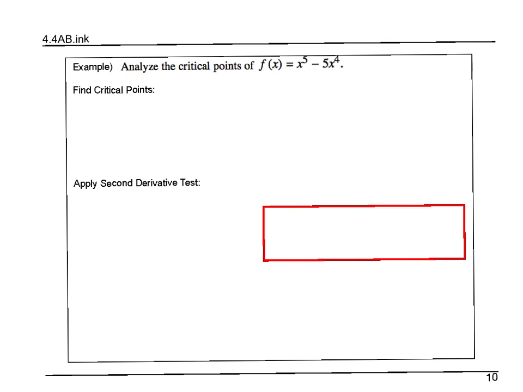I'm going to leave this one for you all to try, and we can go through it together in class.